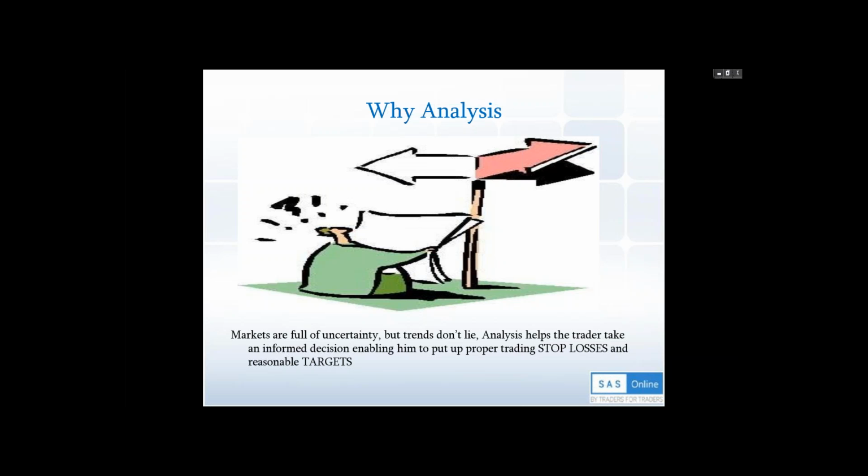So today we'll be covering the technical analysis side of the markets, wherein we study the charts, patterns, breakouts, some indicators, and how exactly you can master the art of trading and master the art of trend analysis in the markets.